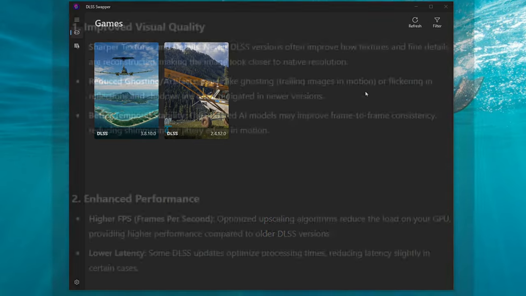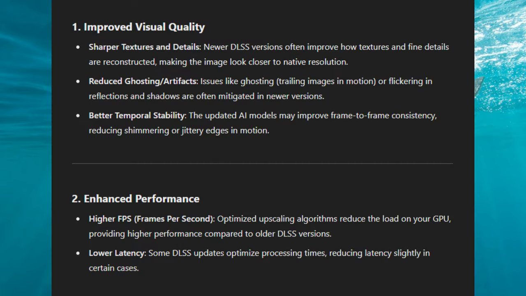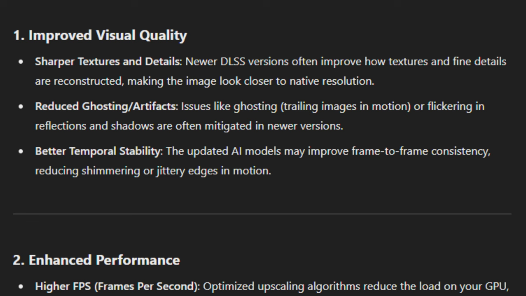Under improved visual quality, sharper textures and detail: newer DLSS versions often improve how textures and fine details are reconstructed. Reduce ghosting and artifacts: issues like ghosting, trailing images in motion, or flickering in reflections and shadows are often mitigated in newer versions. Better temporal stability: the updated AI models may improve frame-to-frame consistency, reducing shimmering or jittery edges.